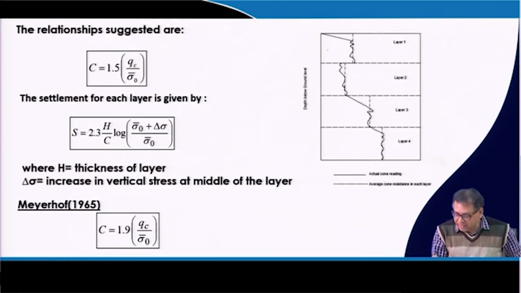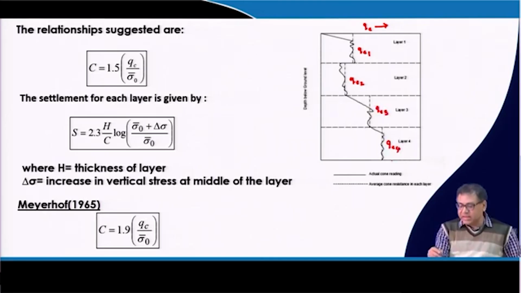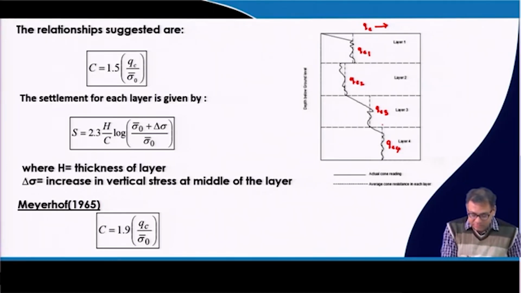For example, suppose we have these 3 layers. The firm line is the actual cone reading, that means the QC value. Okay. And then we have to average it. This dotted line gives the average value. So, that QC value for each layer, this is QC1, this is QC2, this is QC3, this is QC4. Because these are the actual firm lines, we take the average for all the layers, so that the QC value for a particular layer is the same throughout that layer thickness.